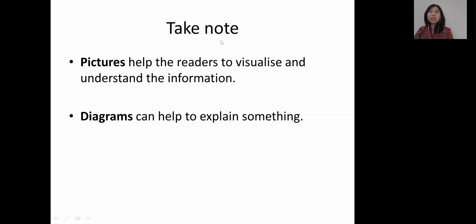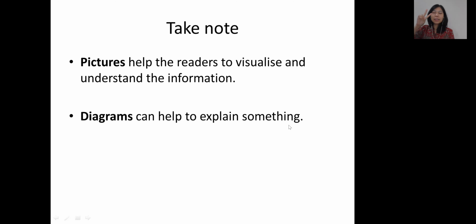Now, everybody, please take note on a clear page. Write the date of today, 18 January 2020, and then take note of this. Pictures help the readers to visualize and understand the information. Diagrams can help to explain something.